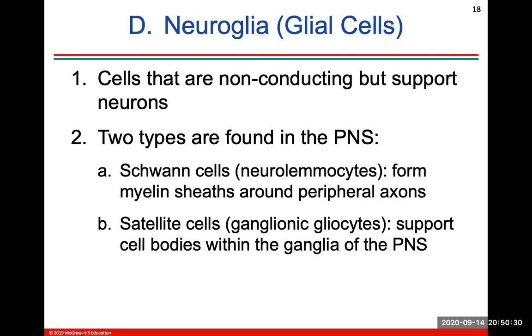Neuroglial cells, and these will be important to remember. There are many different types of neuroglial cells. And again, I hope you had some of this in anatomy, because I'm hoping some of it is review. If not, I'm sorry, I'll have a little more catch-up to do. There are two types found in the peripheral nervous system. Schwann cells, which are neurolemmocytes, form myelin sheaths around the axons, and satellite cells support the cell bodies within the ganglia of the peripheral nervous system.